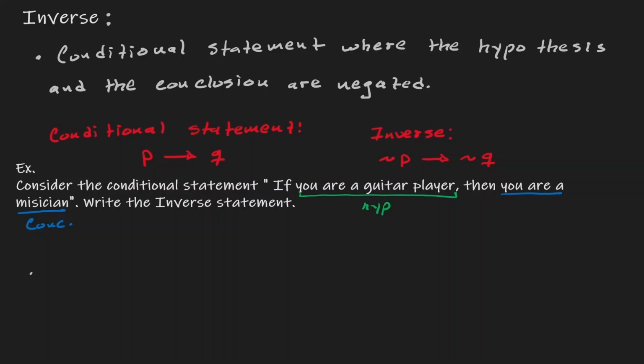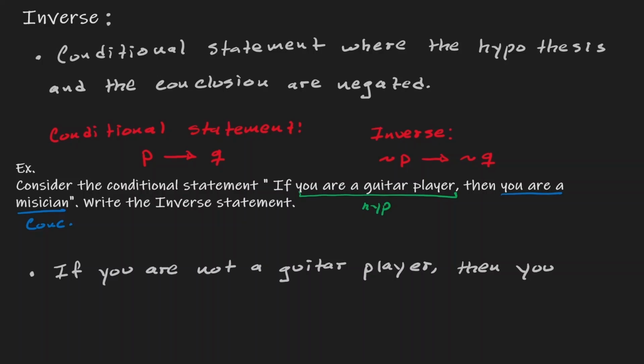So therefore, the inverse for this given conditional statement is going to look as: if you are not a guitar player, then you are not a musician.